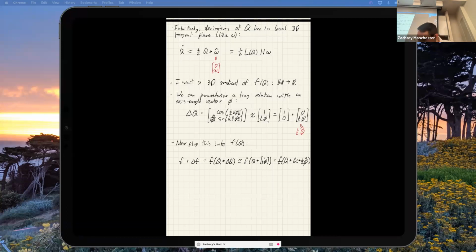Cool. Okay, so keep going. I can now do some approximating. I'm now going to take this guy and Taylor expand F, assuming this term is small. So I'm going to get the original F of Q plus partial f partial q, which is just the regular Jacobian of f, treating q as a normal 4D vector, not as a quaternion. And then I'm going to chain rule it with that guy.